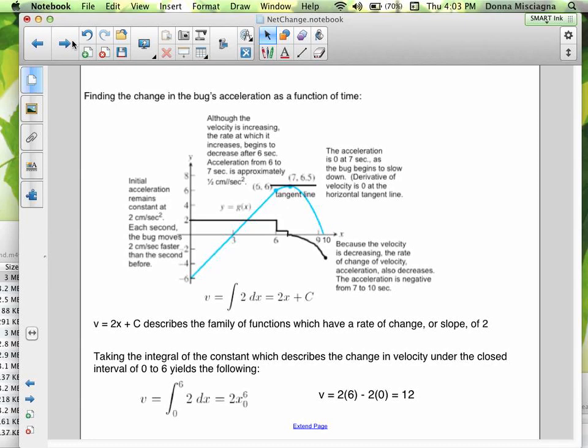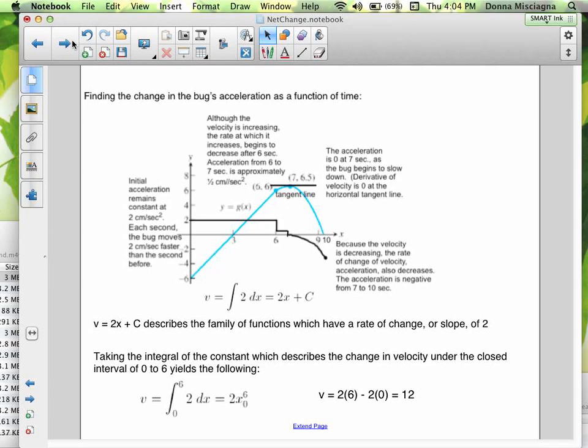And all I did was I took the slope. It's approximately 1/2 there. The acceleration is 0 at 7 seconds as the bug begins to slow down. The derivative of velocity is 0 at the horizontal tangent line. So where velocity has a horizontal tangent line, our bug starts to slow down, because there's a second where it's not speeding up or slowing down. Because the velocity is decreasing, the rate of change of velocity, acceleration, also decreases. The acceleration is negative from 7 to 10 seconds.